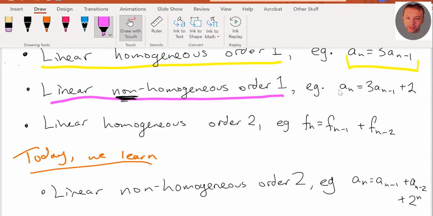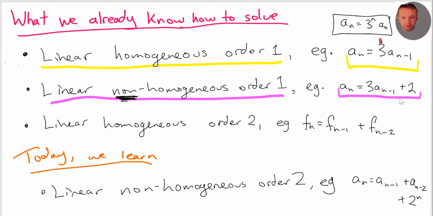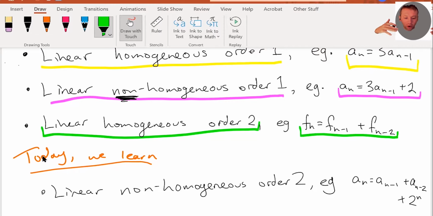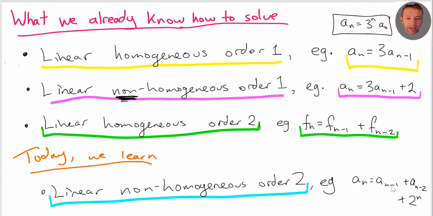And we learned how to solve these types of things by setting up a telescoping sum. Last time I talked about linear homogeneous things of order 2, for example the Fibonacci sequence. We solved those by coming up with the characteristic equation, finding the roots, and so on. And today we're going to go one step above that, which is linear things of order 2 which are non-homogeneous. So an depends on two previous terms, an minus 1 and an minus 2, plus some function of n.